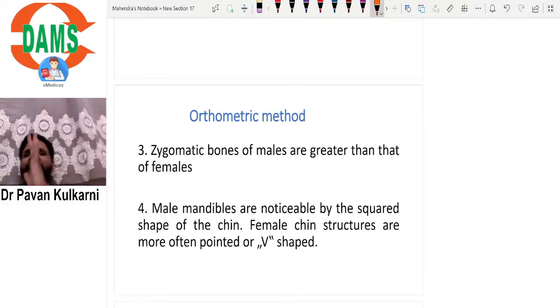So that we are going to see in the other part. How are we going to identify age determination? That is a different part of forensic sciences. So for this topic today, gender determination, the mandible has very little role except for the shape of the chin.